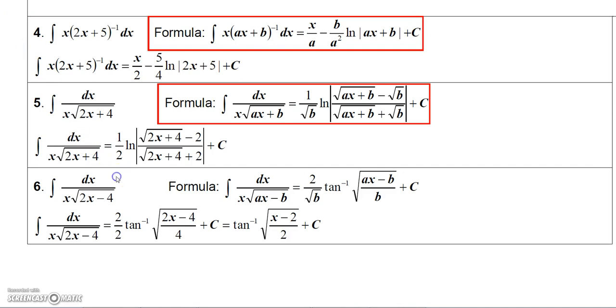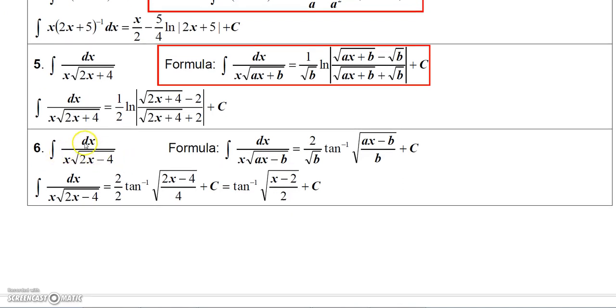And now look at the next one here. On this one, it looks very similar to this one, except I have a minus 4. So on this one, dx over x times the square root of ax minus b, it's going to be 2 over the square root of b, so that would be 2 over square root of 4, which is 2 over 2, and then times the arctan of the square root of ax minus b, which is 2x minus 4, all over b, which is 4, because remember a is 2, b is 4, and then plus the constant.